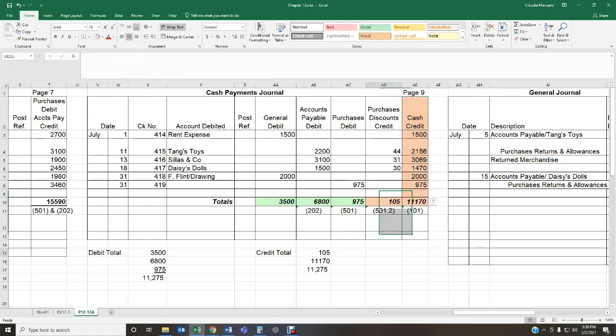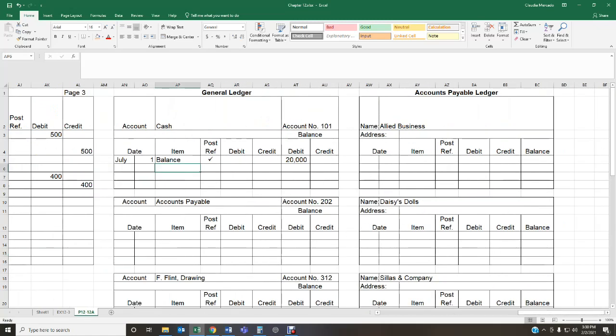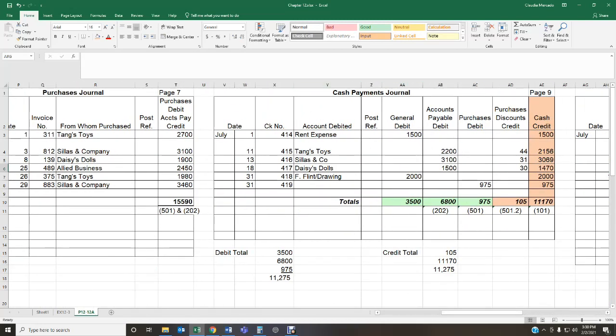Okay. So we have cash that was used up during the month of 11,170. So I'm going to move the total of the 11,170 over to my cash general ledger. So cash general ledger, this is happening on July the 31st. This is coming from cash payment journal, page number 9. CP9, where am I getting that? Cash payment, page number 1. That's coming from your journal information.